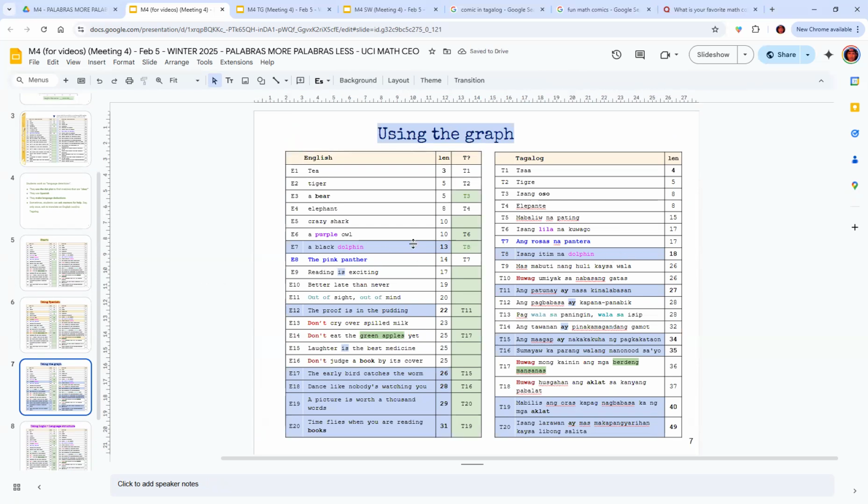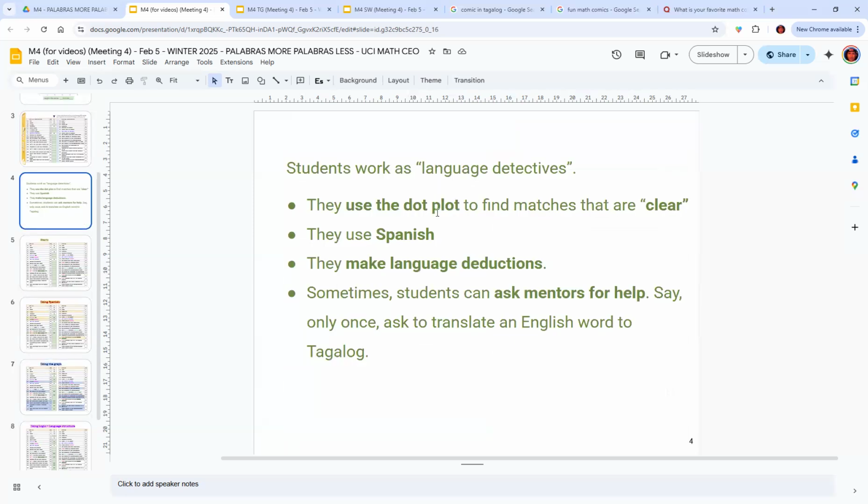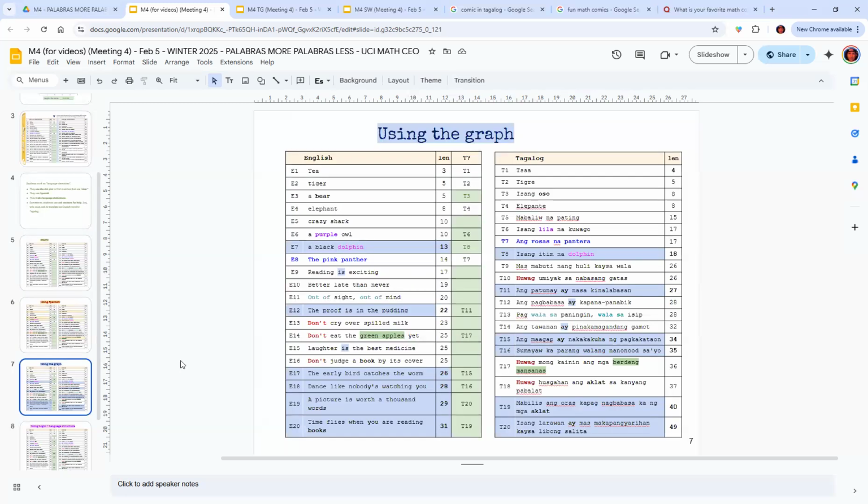Okay. Of course, we already crossed this, so I'm just illustrating, and notice that sometimes you can get information from different sources, whether Spanish, sometimes the dot plot, sometimes both. Same for the language deductions. So another example, and then move on. Let's do 22. The proof is in the pudding.